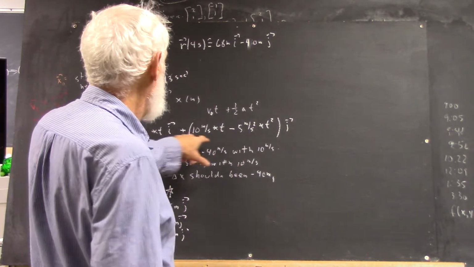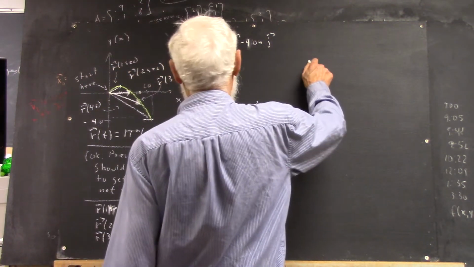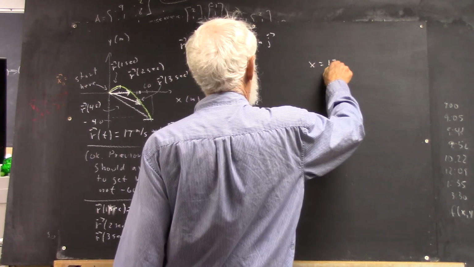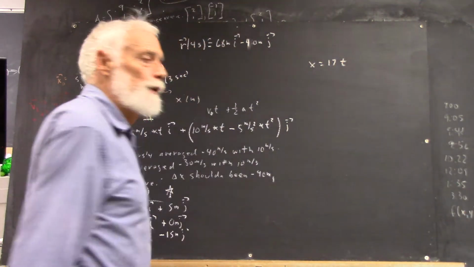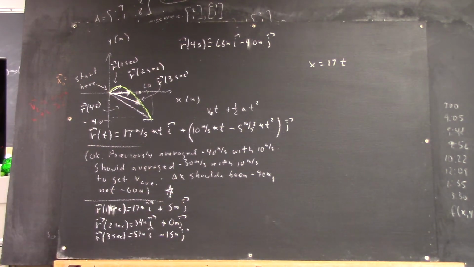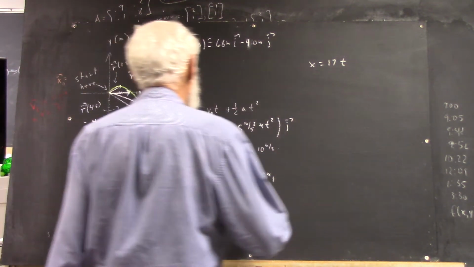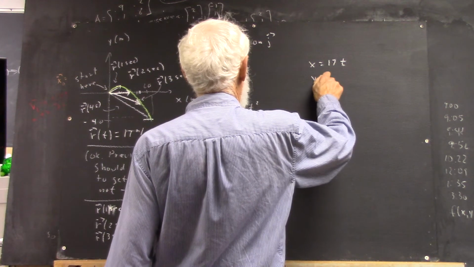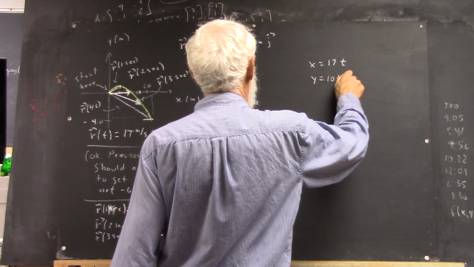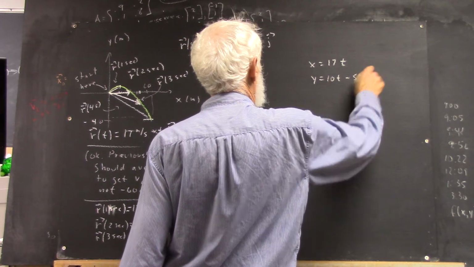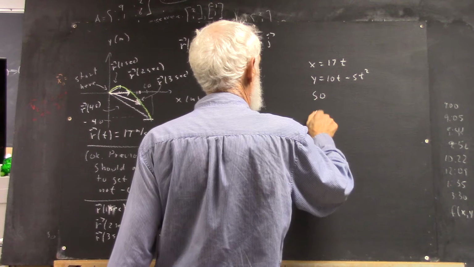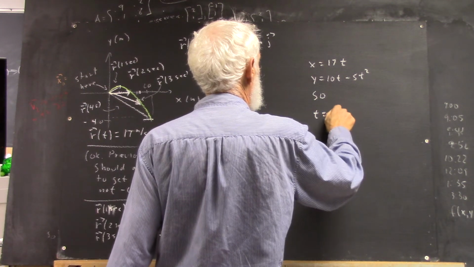So the equivalent formulation here is that x equals 17t. Now I'm going to suppress the units just so we can look at the mathematical properties of the graph, okay? x equals 17t, y equals 10t minus 5t squared. So t equals x over 17.